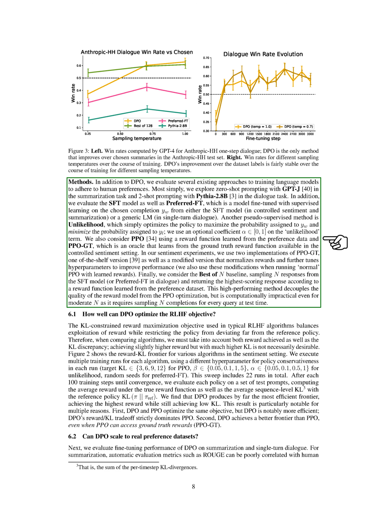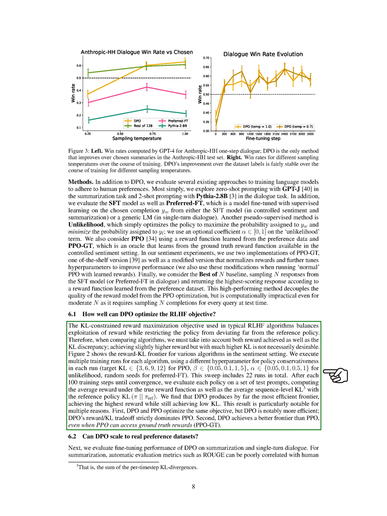Section. How well can DPO optimize the RLHF objective? We're interested in understanding how well DPO can optimize the RLHF, or reinforcement learning from human feedback, objective. In typical RLHF algorithms, there's a balance between maximizing rewards and ensuring the policy doesn't deviate too much from the reference policy. This is achieved through a KL-constrained reward maximization objective. When we compare different algorithms, we need to consider both the rewards achieved and the KL discrepancy. A slightly higher reward with a much higher KL discrepancy isn't necessarily a good thing.